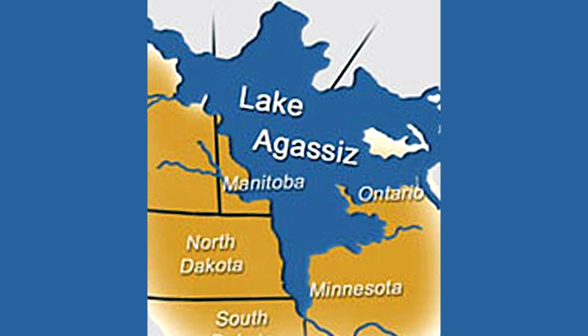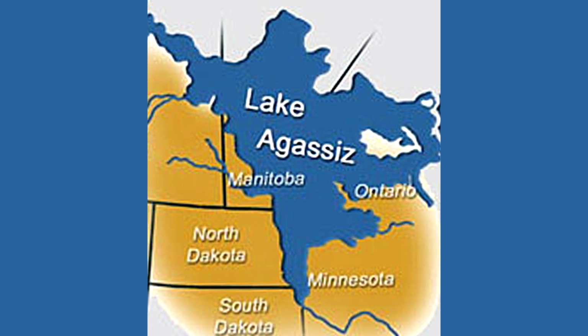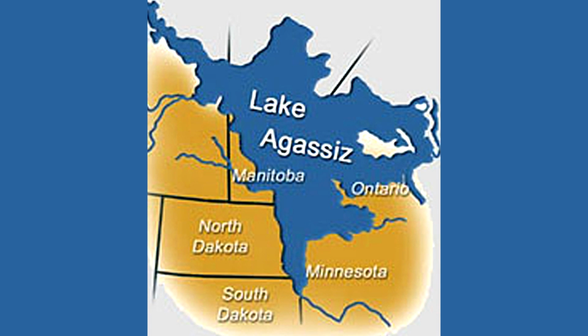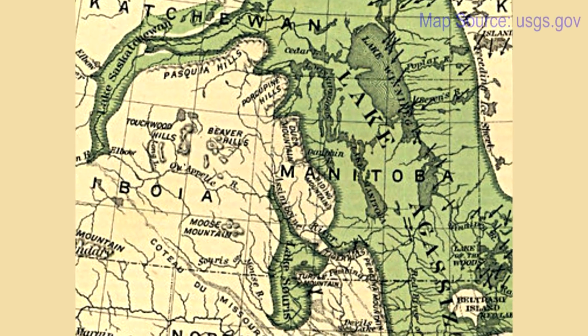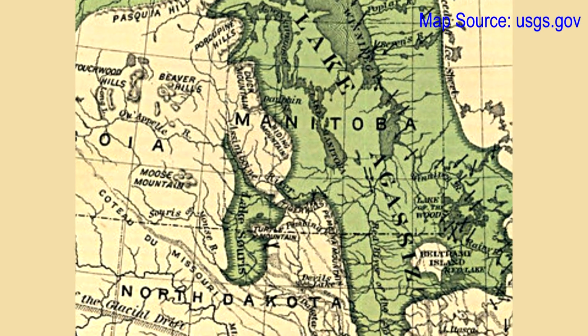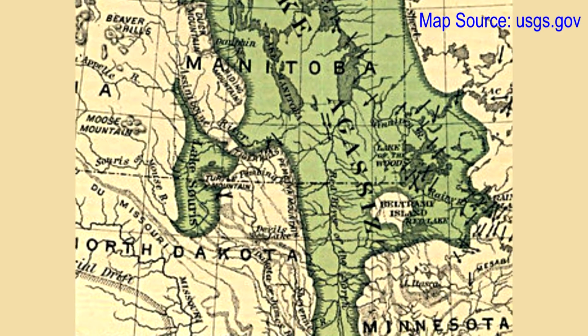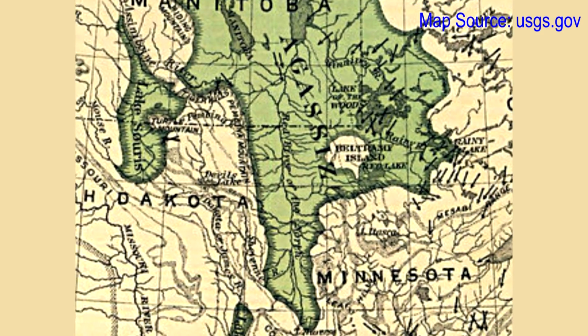It stretched almost to the top of the Hudson Bay and to the middle of Minnesota and the top of South Dakota. It was named Glacial Lake Agassiz after Louis Agassiz, a Swedish geologist who first proposed the idea of partial global glaciation in the 1800s.